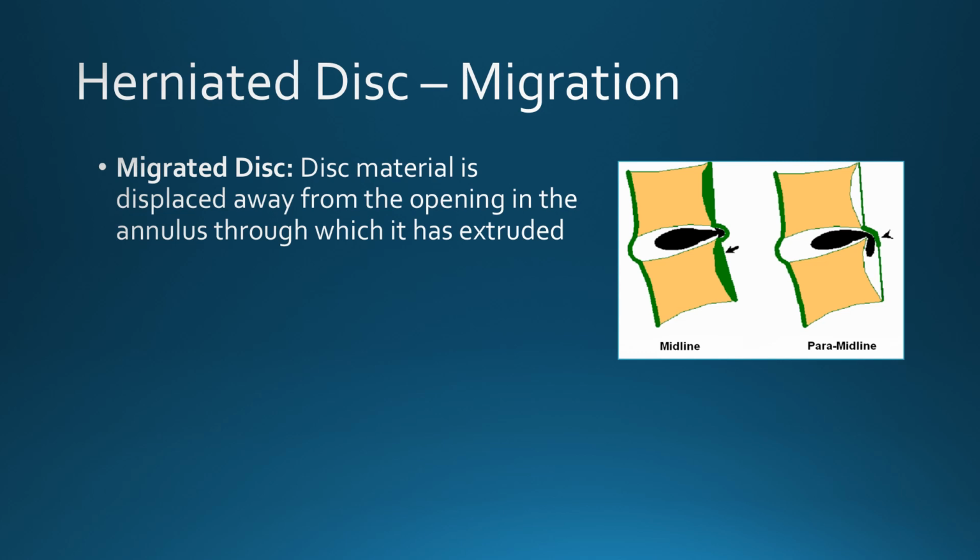So disc material can migrate either up or down from its original location. This is what we call disc migration.